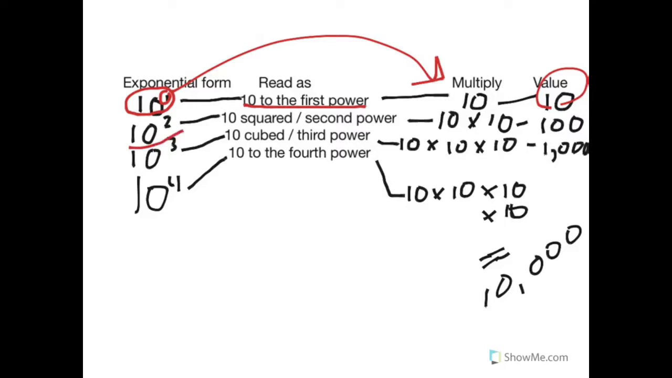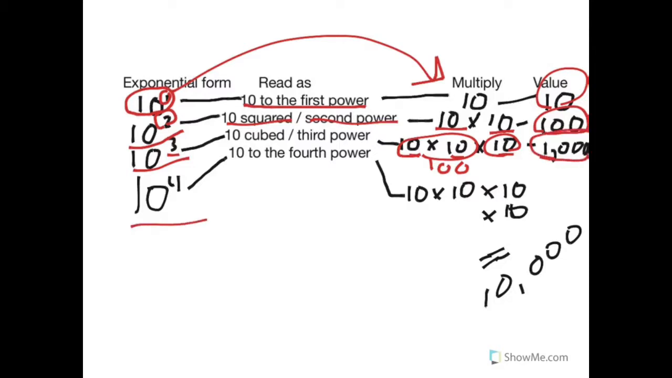When you see 10 to the second power, which is also known as 10 squared, since the exponent is 2, you know there are two 10s to multiply. So 10 to the second power, or 10 squared, is 10 times 10, and your value is 100. Here we have 10 cubed, or 10 to the third power. I don't care how you say it, either way is right. That means you have 3 10s that you need to multiply. 10 times 10 is 100. 100 times 10 is 1,000. So your value is 1,000.